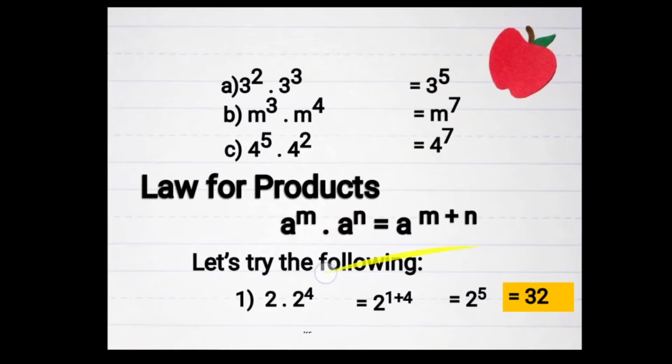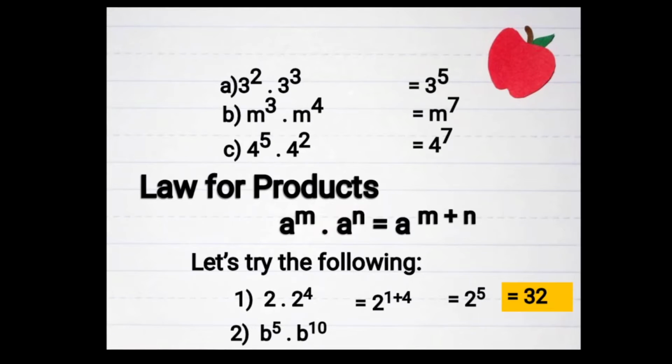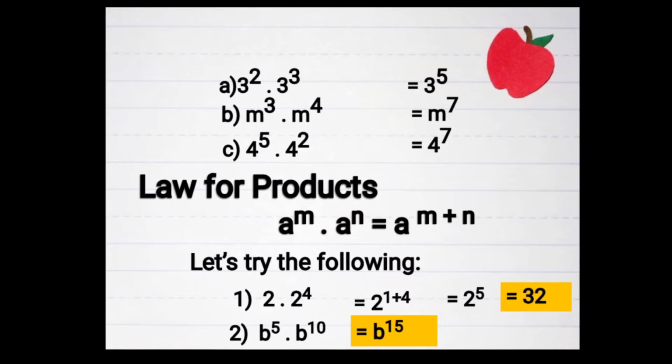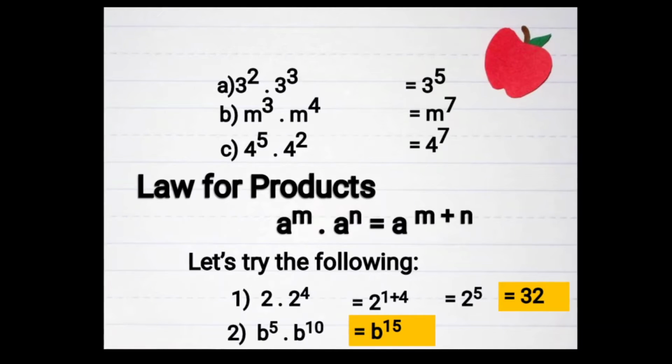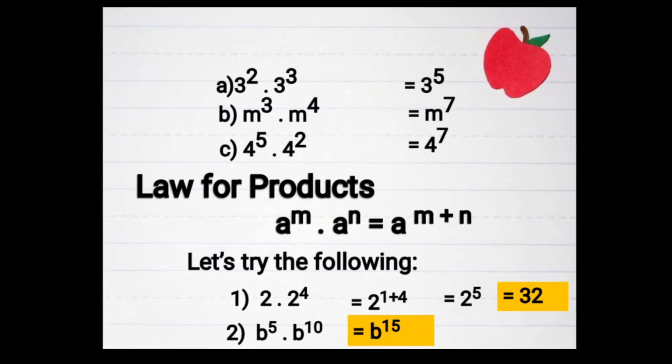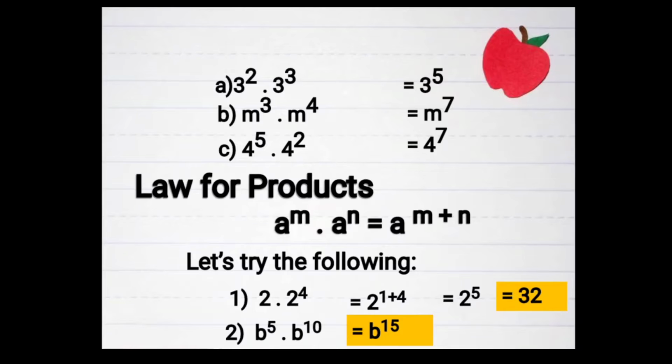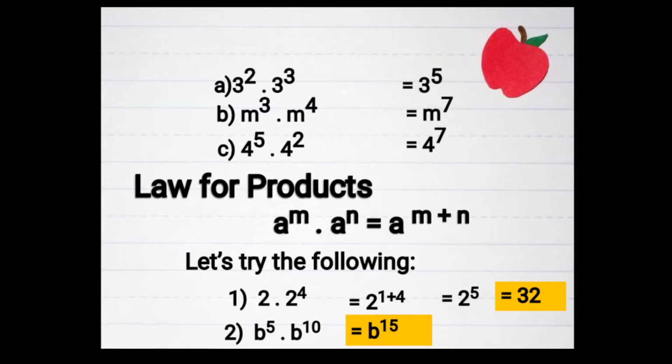Okay? Number 2, we have b raised to 5 times b raised to 10. Okay, copy the base b, then add the exponents. 5 plus 10 is 15. Okay, the answer is b raised to 15. We cannot simplify that because the base is a variable. So that is our final answer. That is the law for products. What you are going to do is copy the base and add the exponents.